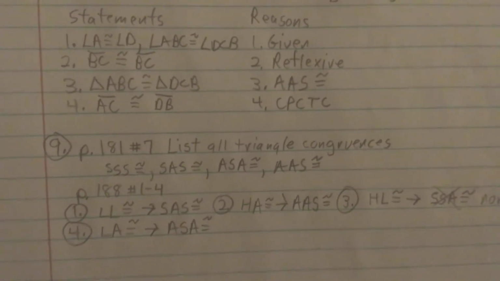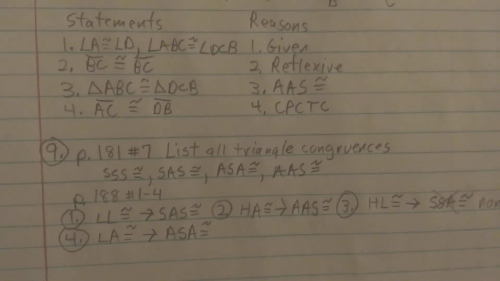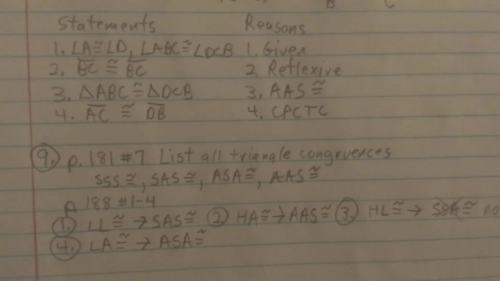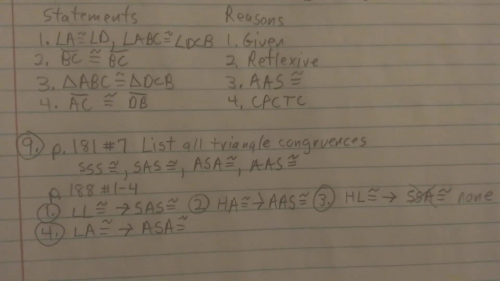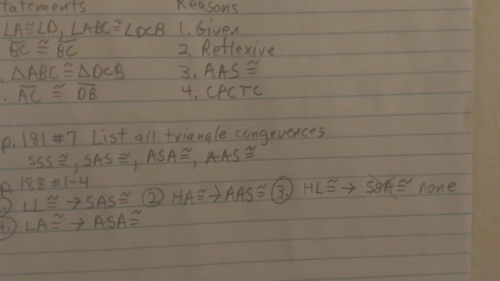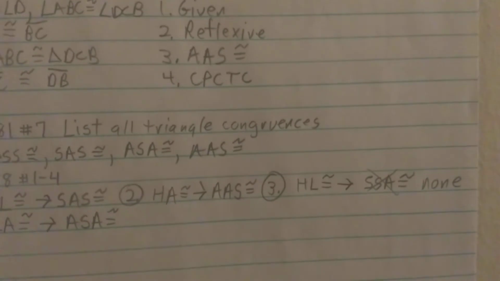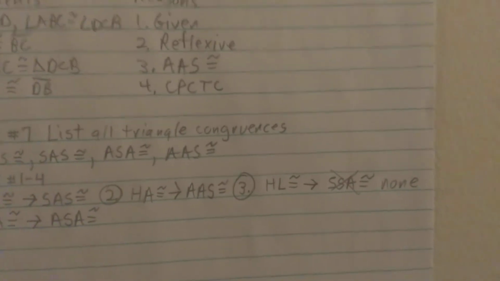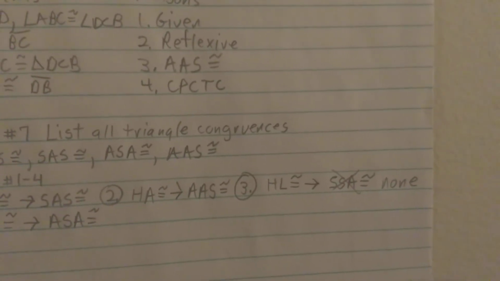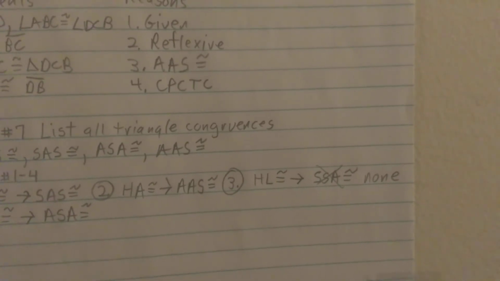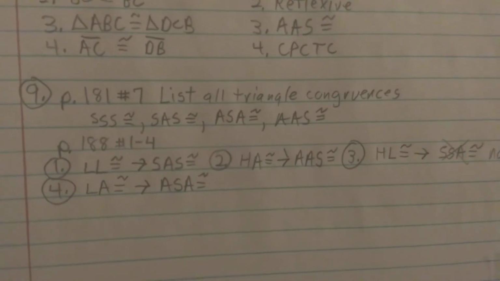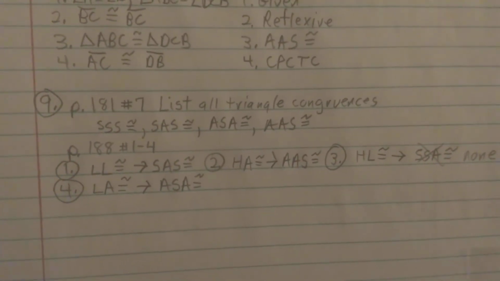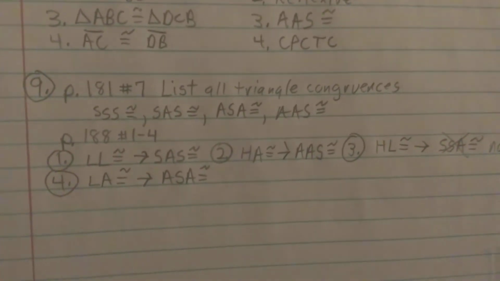And then page 188, numbers 1 through 4, for the right triangle congruences: leg-leg congruence corresponds to side-angle-side congruence. Hypotenuse-angle congruence corresponds to angle-angle-side congruence. Hypotenuse-leg congruence corresponds to side-side-angle congruence, which doesn't exist, so that's none. And leg-angle congruence corresponds to angle-side-angle congruence.